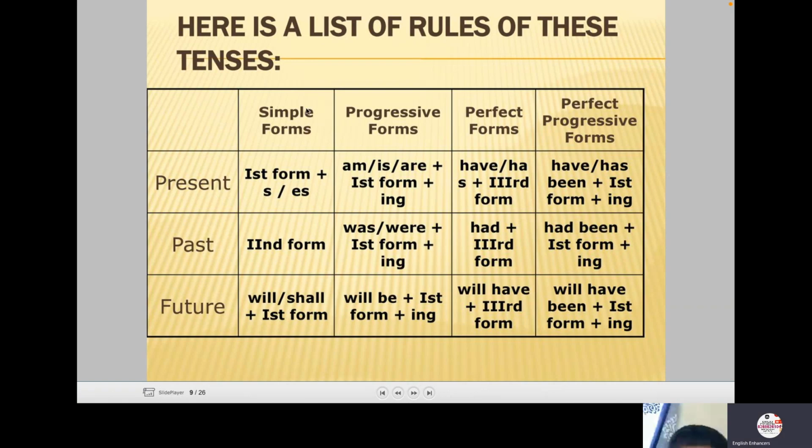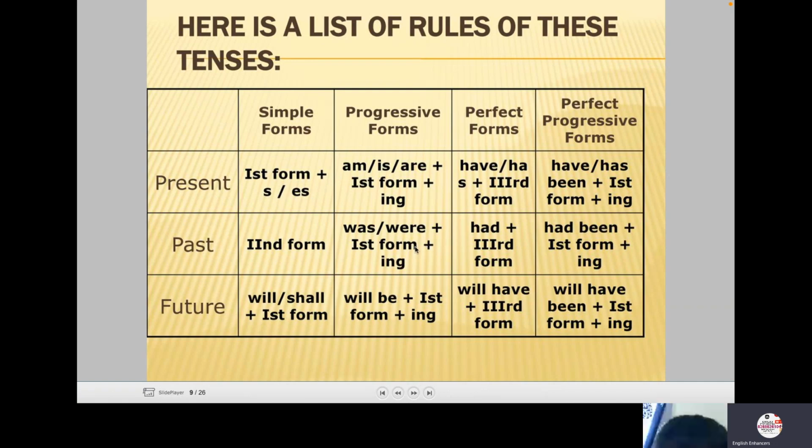So first we have simple, then progressive, that's continuous, perfect, then perfect continuous or progressive. Now, Rishit, if you see here, we have the third form of the verb and we have written here first form. Everywhere when I'm taking the cursor, you would see how the forms are written.